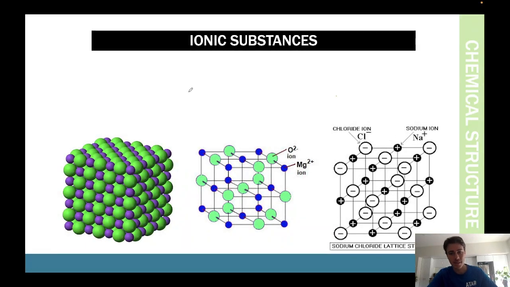Quickly, we're going to go through ionic substances. I'm not going to dawdle on ionic substances. This may be a little bit confusing at times, so please don't stress. That's why I just want to sort of quickly brush over it. I don't expect any of you to fully understand ionic substances after this.